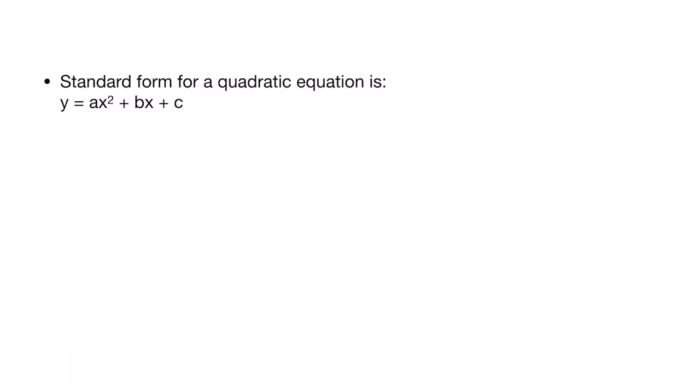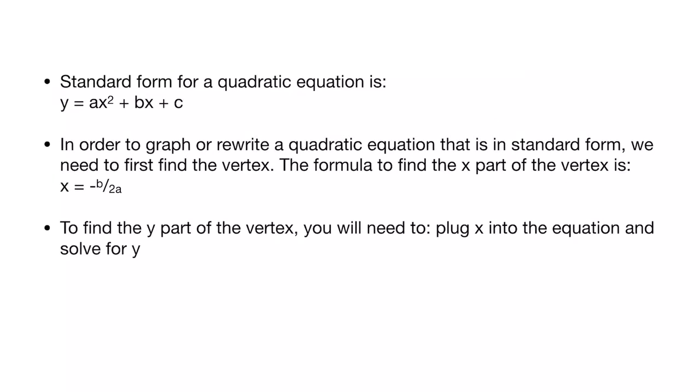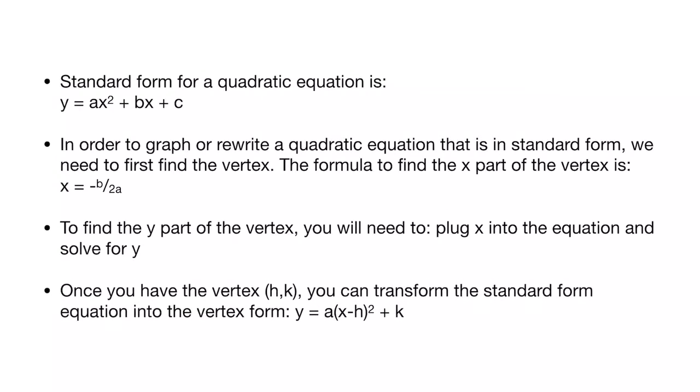All right, standard form of a quadratic equation is ax squared plus bx plus c. We're going to see that later when we move on. In order to graph or rewrite a quadratic equation that is in standard form, we have to first find the vertex. The formula to find the x part of the vertex is x equals -b over 2a. Once we find that value for x, we plug it in and get y. And once we have our vertex, we can transform to the vertex form of the equation by writing y equals a, found from the standard form, times x minus h squared plus k.